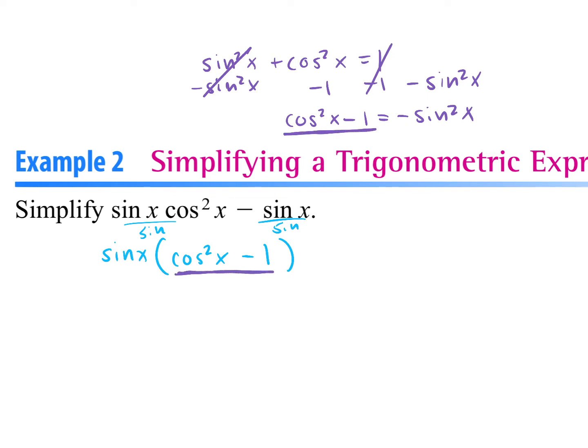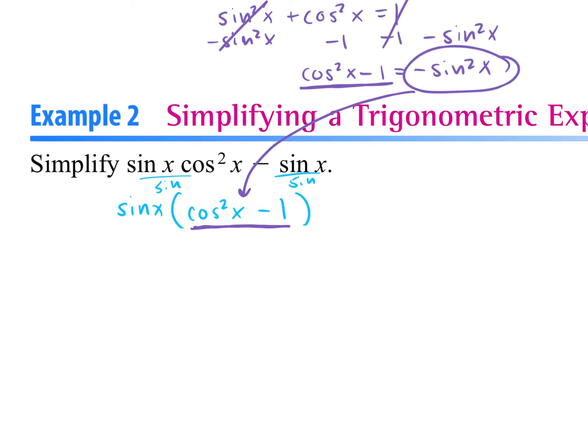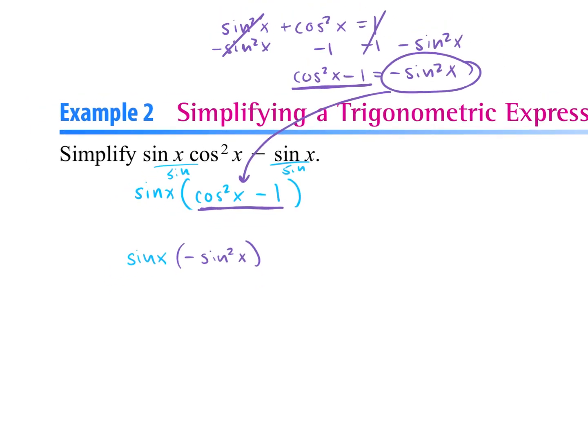So what does cosine squared x minus 1 equal? Negative sine squared x. So I'm going to take that and replace the cosine squared minus 1. So I still have that sine on the outside, and then I'm multiplying it times negative sine squared. Now what can I do next? I can multiply them together. So what is sine times negative sine squared? Awesome. Negative sine cubed.